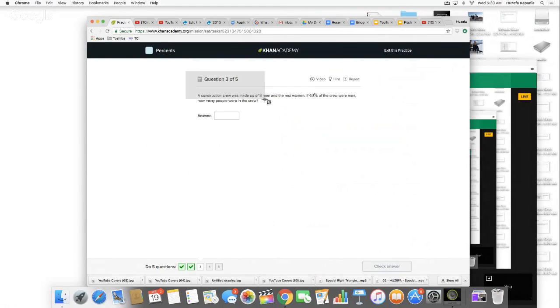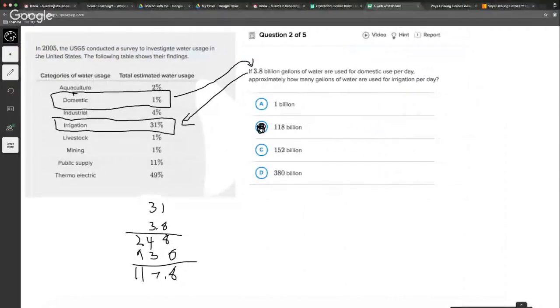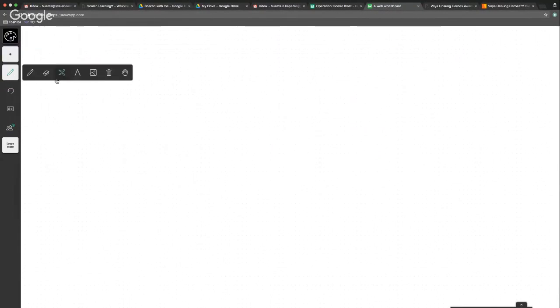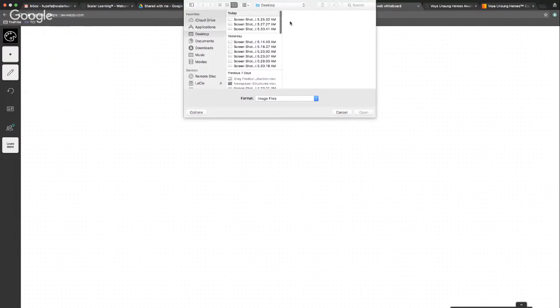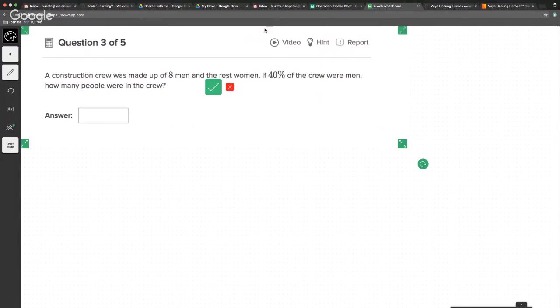All right, let's take this one and take a look. So you can see the ones we're looking at so far haven't been overly complex. I think the more complex percentage problems tend to be hybrid. Hybrid problems are where they mix percentages with another math concept, maybe a higher level math concept from the advanced passport to mathematics. A construction crew is made up of 8 men and the rest women.